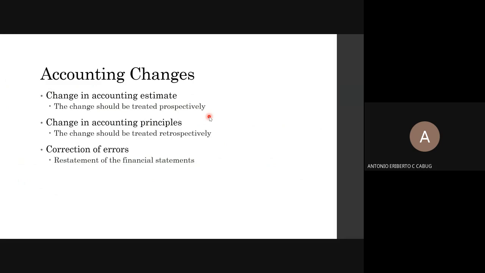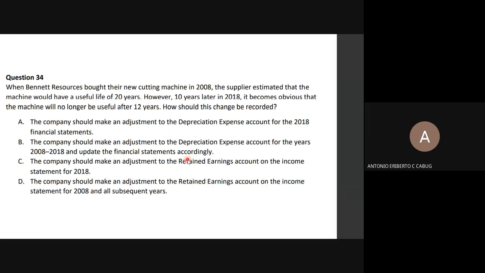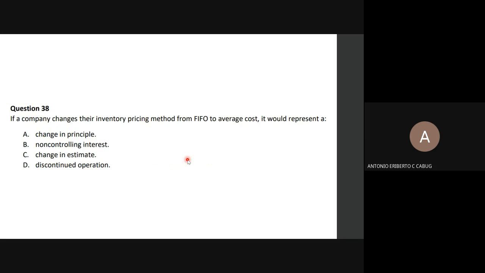Now moving forward. If it is a change in accounting principle, or in your case, you call it policy, saka kayo magre-retro. Balikan nyo. Okay? 38. If a company changes their inventory pricing method from FIFO to average cost. It would represent a... I'll give you 1 minute. Go.